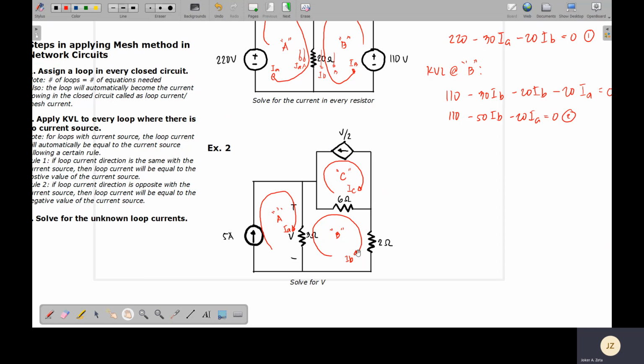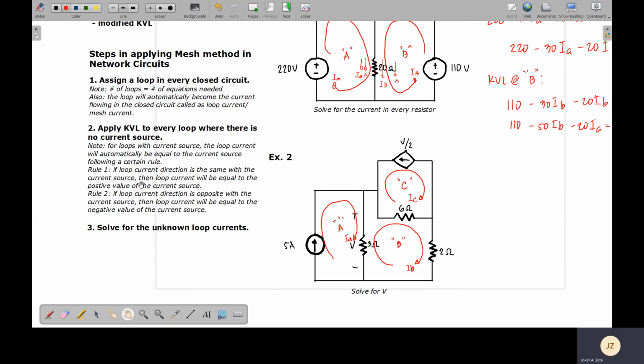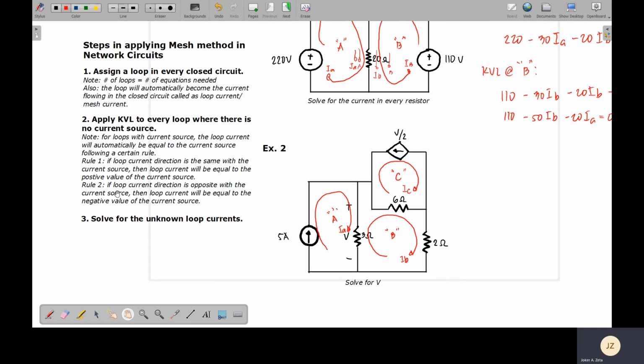You have no current source. Again, what will happen to the loop where there is a current source? So, recall the note here that for loops with a current source, the loop current will automatically be equal to the current source. Following the rule, if the loop current direction is the same as the current source, then the loop current will be equal to the positive value of the current source. But if the loop current direction is opposite to the current source, then the loop current will be equal to the negative value of the current source.